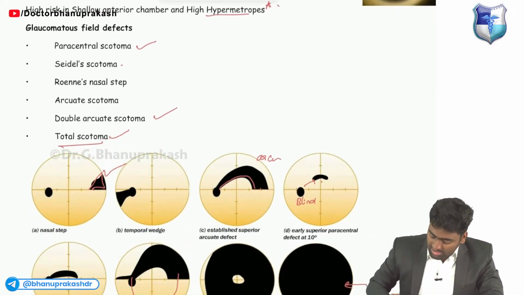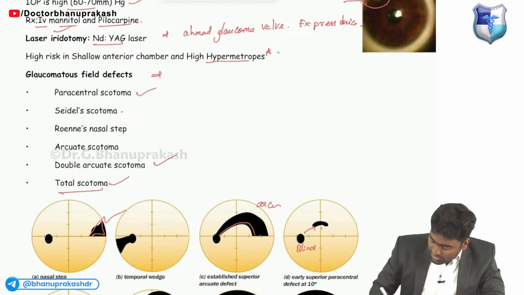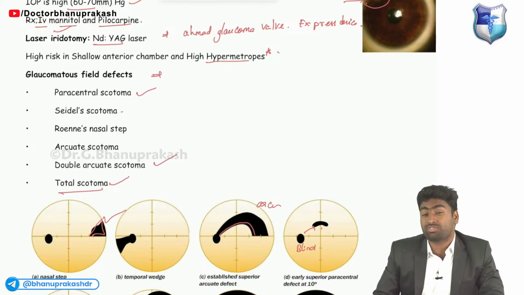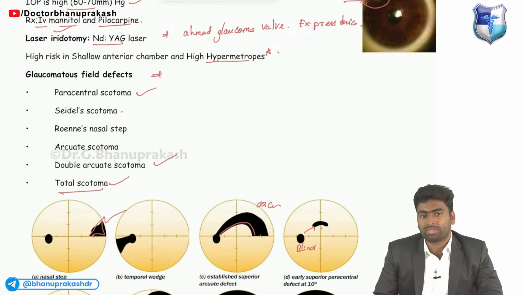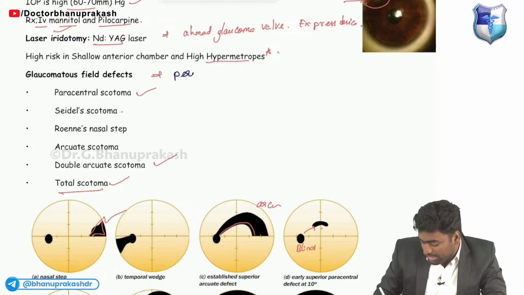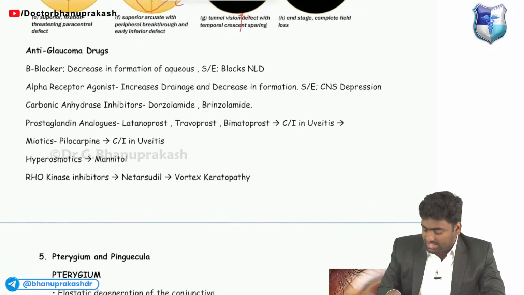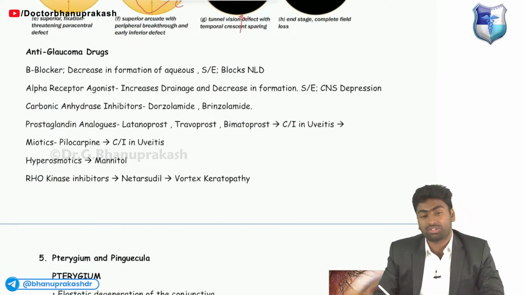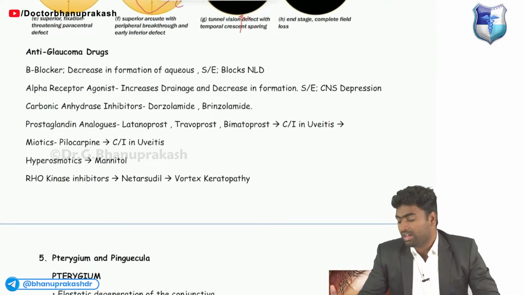And to know this visual field defect, which instrument will we use? Yes guys, which instrument do we use to know the visual field defect? We use perimetry. Remember. Next, we'll see the drugs which we use in a case of glaucoma.